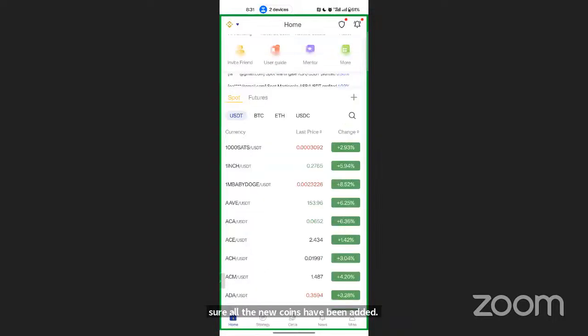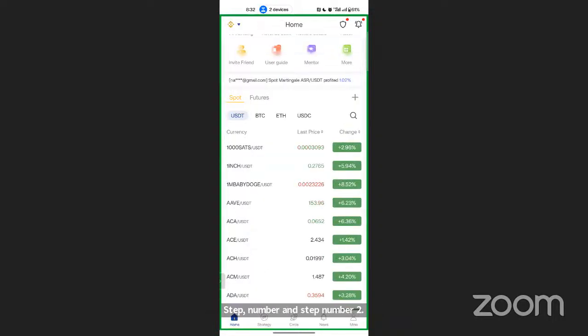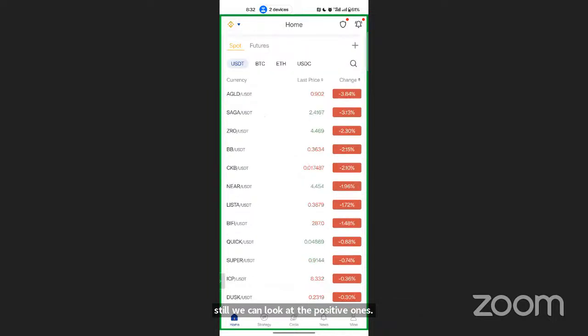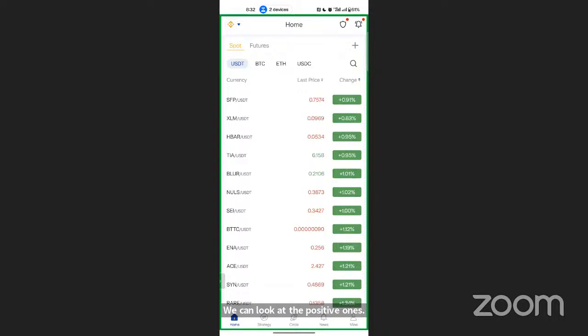Step number two, we are now going to find a coin to trade. We can start from those that are most positive, or we can start from those that are most negative. But the business is more on the negative ones than the positive ones. So if you are looking for a coin to trade, start from the negative ones, not from the positive ones. But still, we can look at the positive ones.